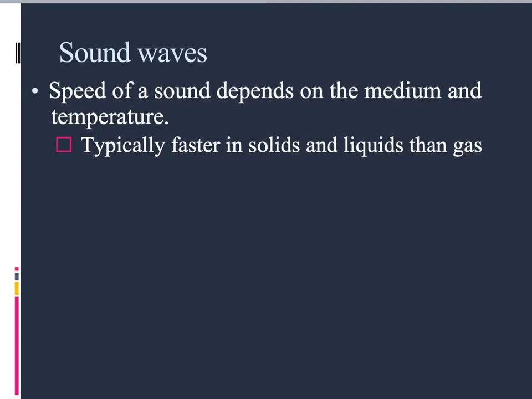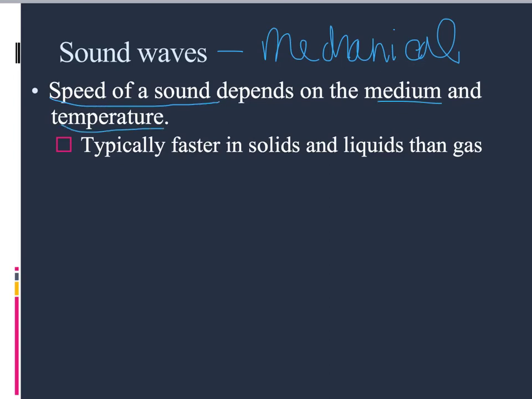So the other thing we need to look at is the speed of sound waves. As we said before, sound is a mechanical wave, which means it needs a medium, and that medium is air most of the time. But really, it can be any material. Sound travels through water and through solids also. It's why you can hear through a wall. But the speed of sound depends on the medium and the temperature. And it's typically faster in solids and liquids than gas. So let's look at an example of this.